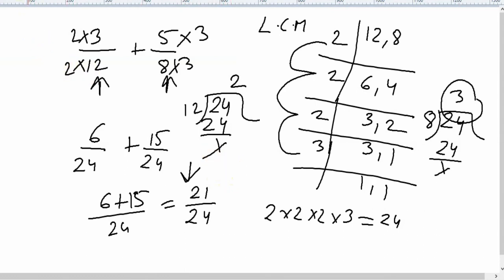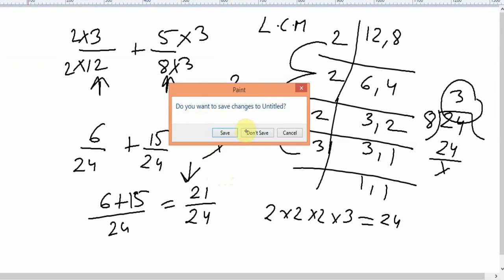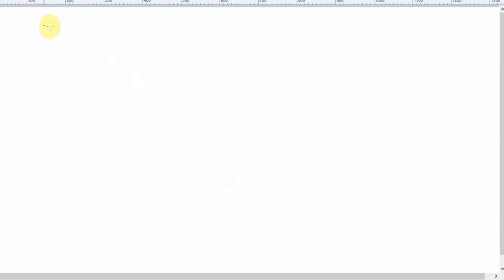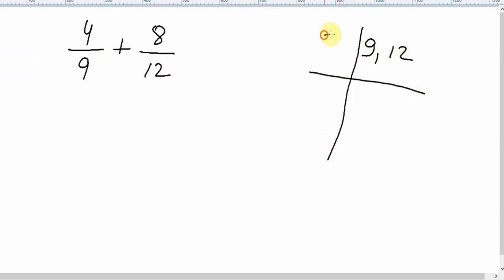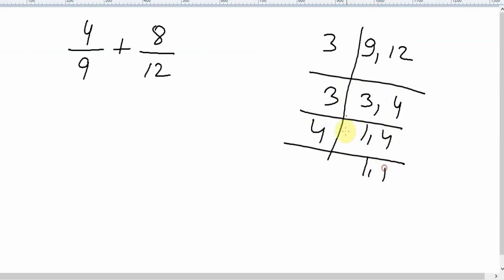Now we take one more example. For example, we have 4 upon 9 plus 8 upon 12. So how do you find the LCM? Simple. 9, 12, you take it here. Then 3 divides 9 and 12, giving 3, 4. Then 3 again gives 1, 4. Then 4 gives 1, 1. LCM is 3 into 3 into 4, that is 36. So we have to make it 36.